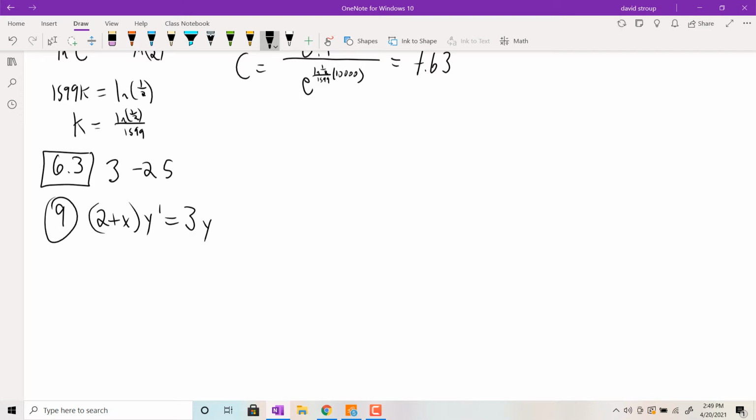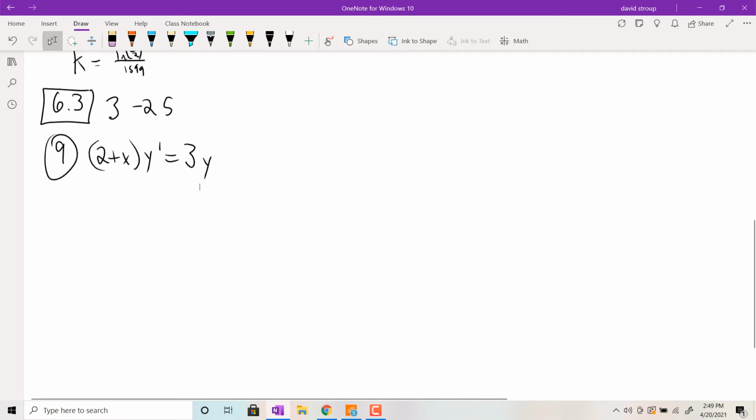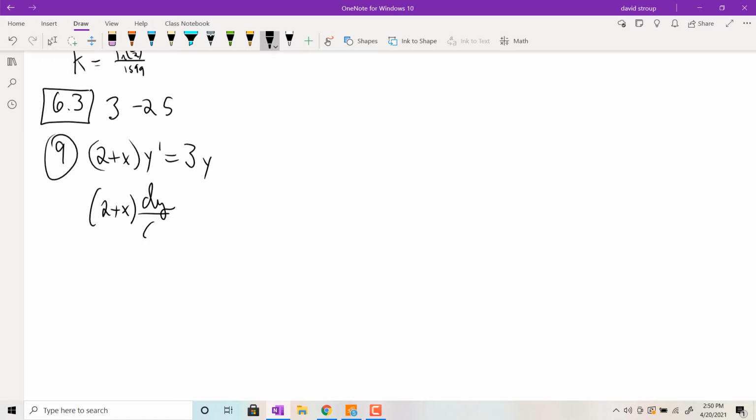All right, so you're trying to solve this for some function of x. You could rewrite it as 2 plus x times y prime, if you write it in Leibniz form as dy over dx. Basically we want to get all the y stuff on one side, all the x stuff on the other. So I'm going to divide both sides by y, divide both sides by 2 plus x, multiply both sides by dx. At the end of the day I get dy over y equals 3 over 2 plus x dx.